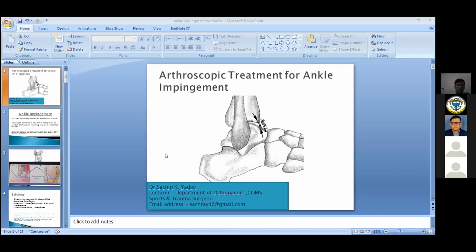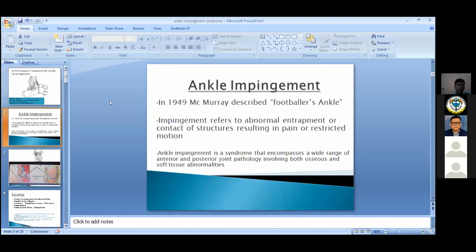So sorry for the disturbance. Today I'm going to present the arthroscopic treatment for ankle impingement. I'm Dr. Sachin Kumar Yadav, lecturer in the Department of Orthopedics in the College of Medical Science. Before presenting my case, I'd like to introduce ankle impingement, which was first described in 1949 by McMurray as a footballer's ankle. Ankle impingement refers to abnormal entrapment or contact between two structures, resulting in pain, restricted motion, and limiting the function of the ankle joint.